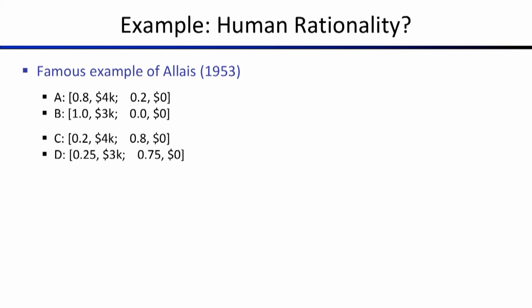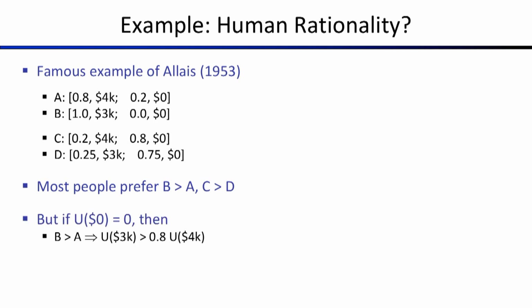Then here's another set of lotteries. Lottery C: 20% chance of $4,000, 80% chance of nothing, versus D: 25% chance of $3,000 and 75% chance of nothing. Who prefers C? Who prefers D? All right. So remember your preferences, whether you chose A or B, whether you chose C or D. Most people prefer B over A and C over D. This slide was made before you raised your hands, and it was true here. So we're in line with most people in the world.